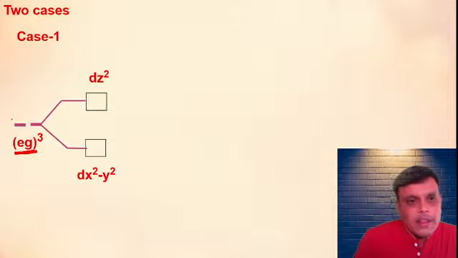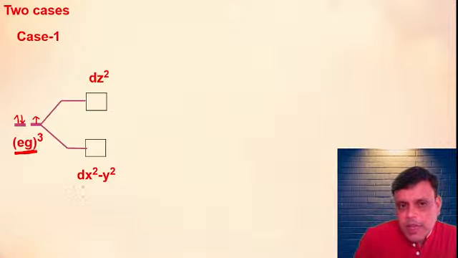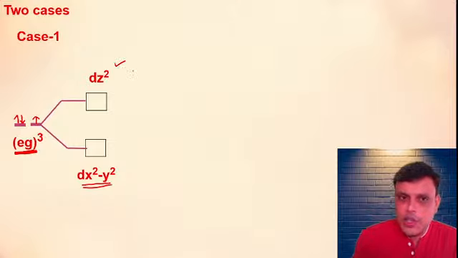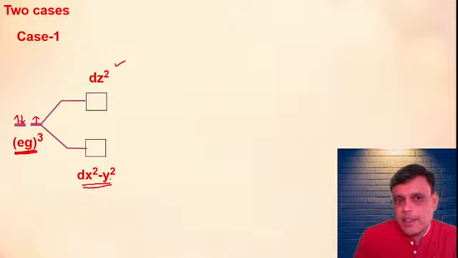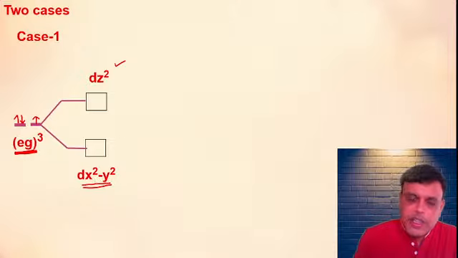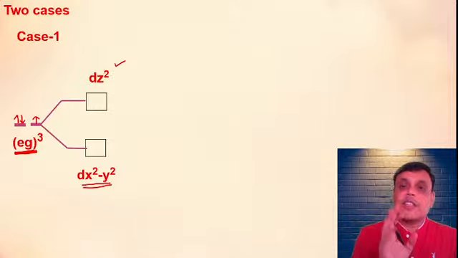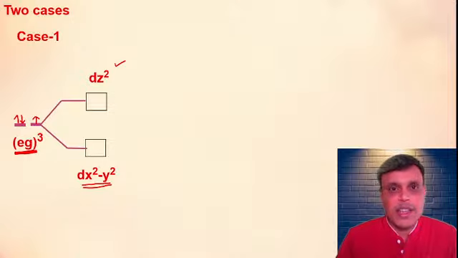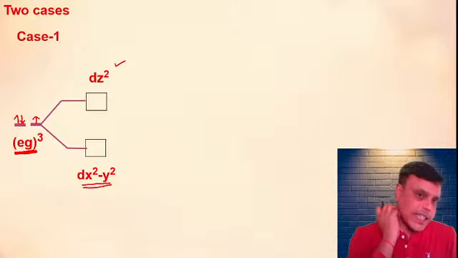Now what happens? Here I will write 3 electrons. Now what happens in this case? EG orbital means which orbital? Dx square minus y square and dz square. These are EG orbitals. You know that there is the case when dx square minus y square is lower in energy and dz square is higher in energy. Now here splitting of EG orbital takes place. ठीक है ना? यहाँ पे क्या हो जाता है? Splitting of EG orbital takes place.